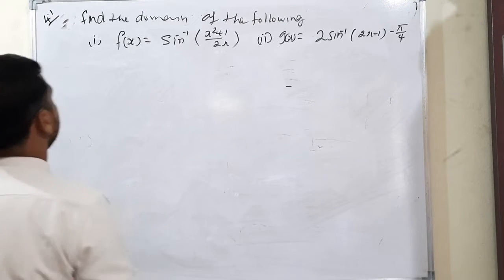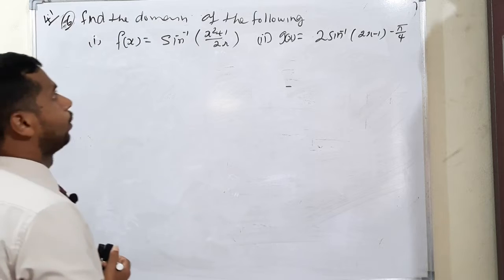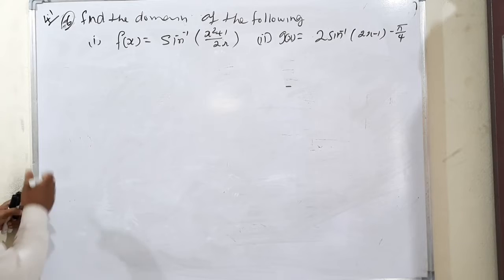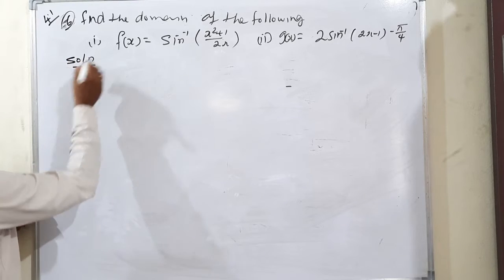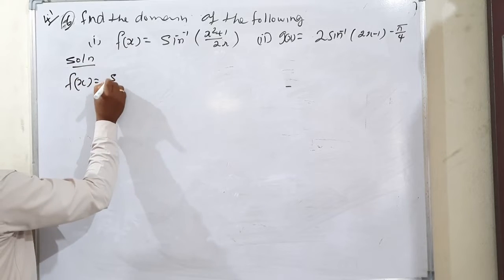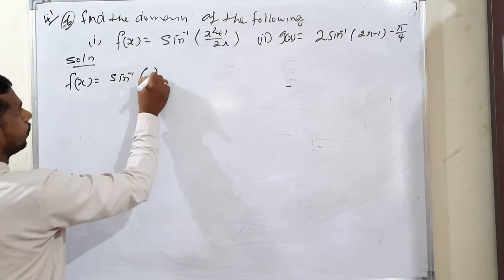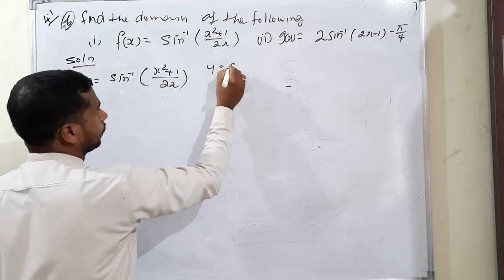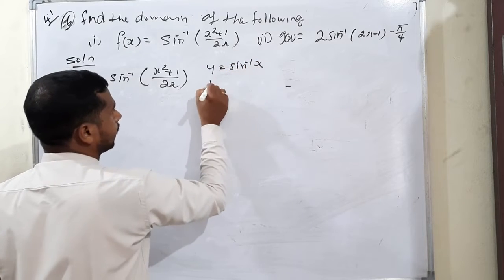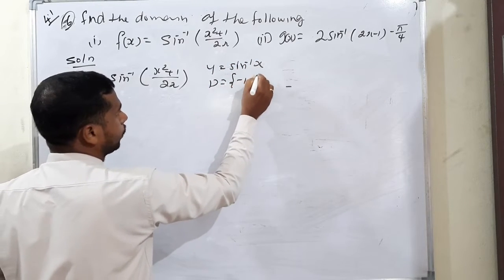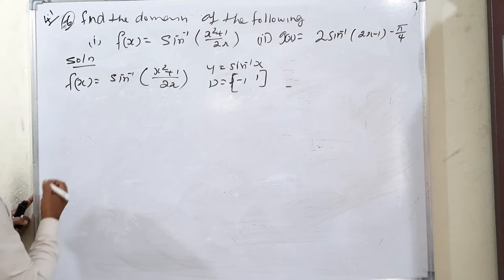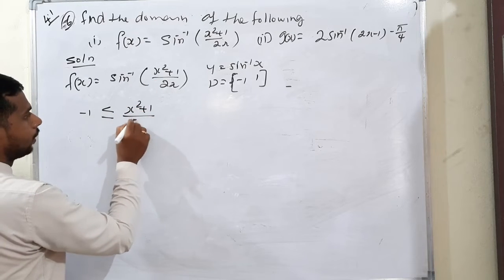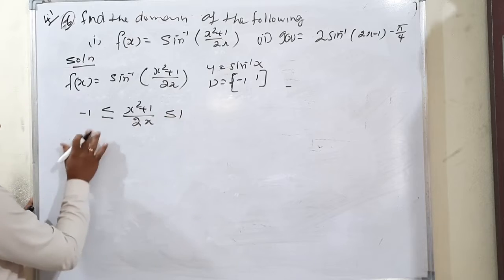This is actually question number 6, isn't it? Question number 6, find the domain of the following. There are two subdivisions, so we can discuss one by one. Solution, subdivision 1, f of x is equal to sin inverse of x square plus 1 divided by 2x. So y is equal to sin inverse x, whose domain is minus 1 to positive 1, isn't it? So minus 1 is less than or equal to x square plus 1 divided by 2x, which is less than or equal to positive 1.